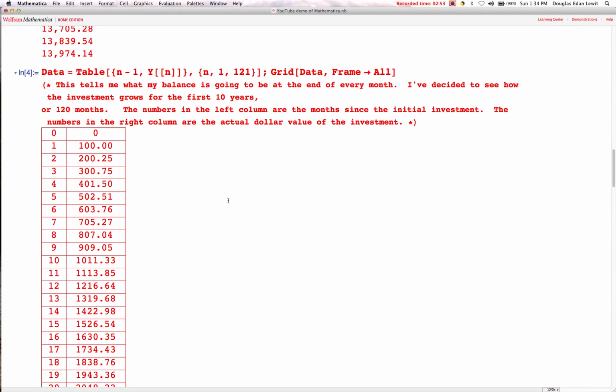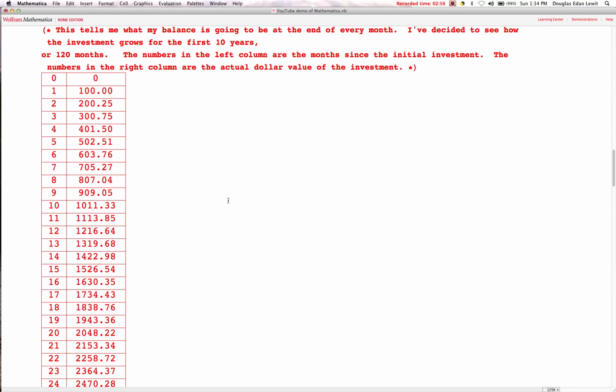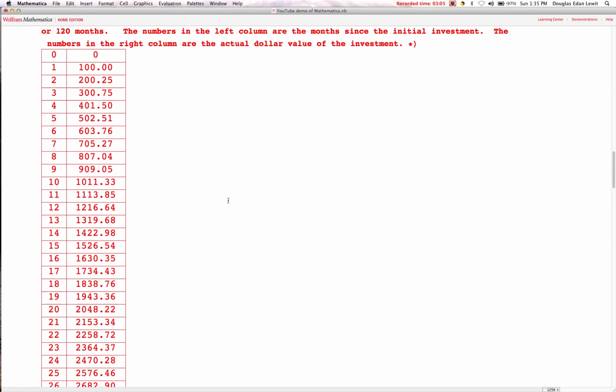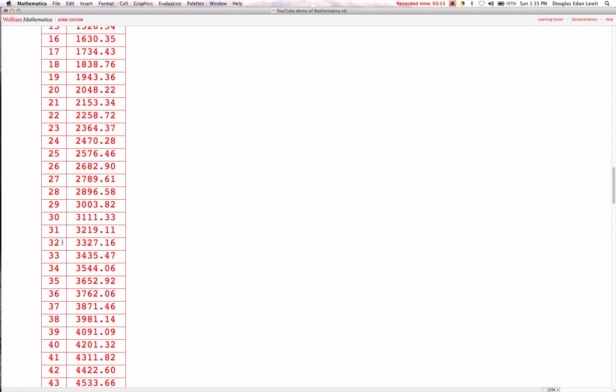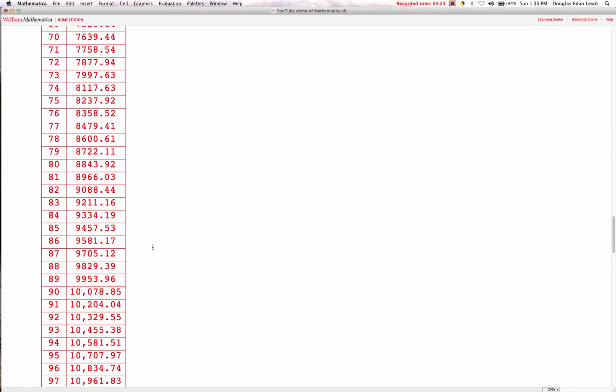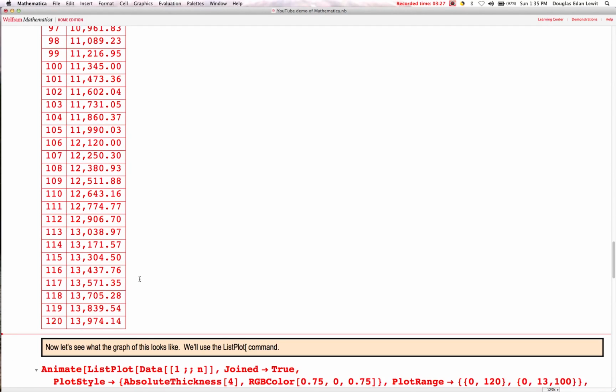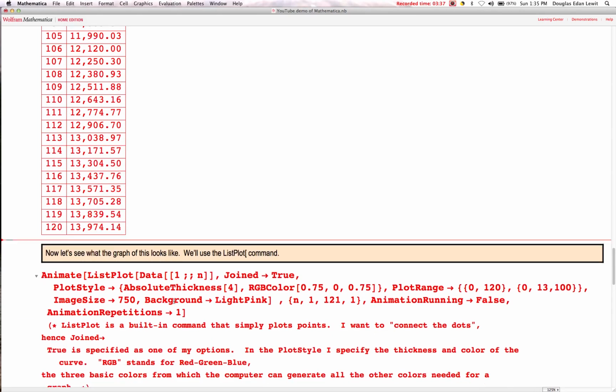You can see the balance. Here we have two columns. On the left side we have the number of months, and on the right side we have the balance. So after 0 months, your balance is $0, and after, let's say, 10 months, your balance is $1,011.33. After 32 months, your balance is $3,327.16, etc. You get the general idea, I hope. Over here, you can see after 10 years or 120 months, you have a balance of $13,974.14.